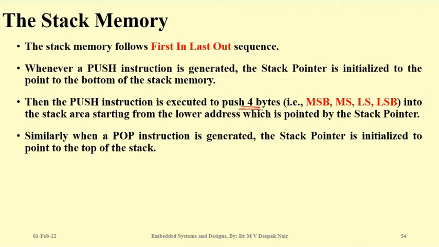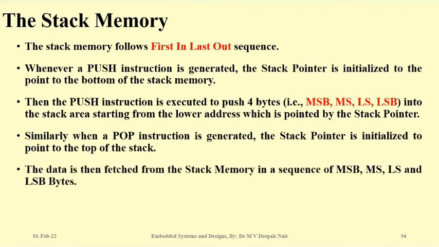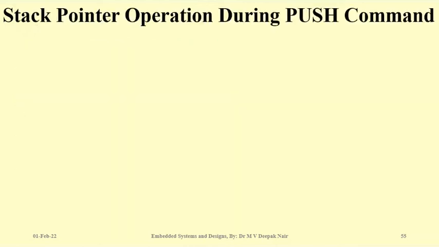In total, 4 bytes of memory will be moved, because every time we move data it will always be 32-bit data. 32-bit data, if you break it down into 4, means four 8-bit pieces. That's why 4 bytes are moved, 4 times 1 byte. Whenever pop is generated, the stack pointer is at the top of the stack, and then the data is moved or fetched towards the MCU. Let us see the operation.